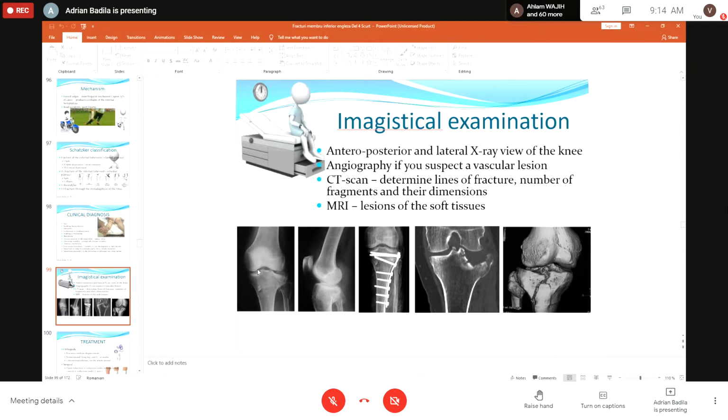On the left, we have a type 2 fracture in the Schatzker classification, a split depression fracture of the lateral hemiplateau. And here we have the postoperative image after reduction, osteosynthesis with plates and screws. And here at the level of the depression, we have an autograft from the iliac crest.